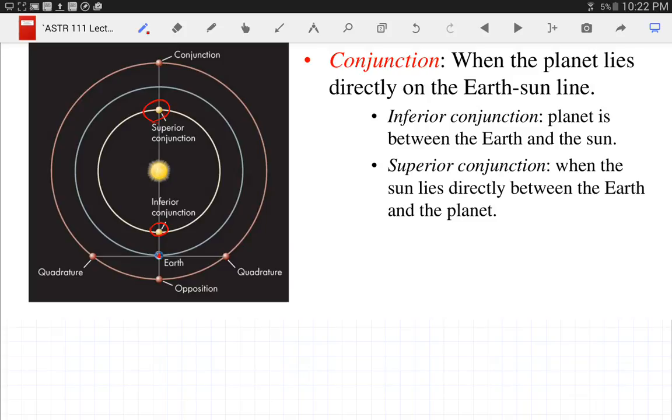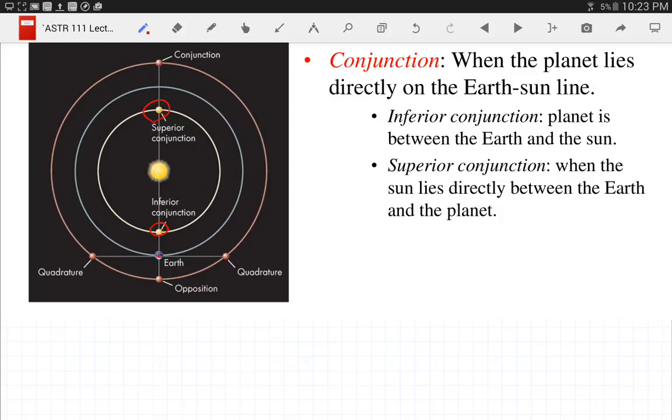Superior and inferior conjunctions only occur for inferior planets. A superior planet can have a conjunction but only has one type of conjunction, the one that would be considered a superior if it was an inferior planet. And I know, throwing around so many inferiors and superiors gets confusing. But superior planets just have conjunctions. Because a superior planet only has one type of conjunction, we don't have to name it a superior conjunction.